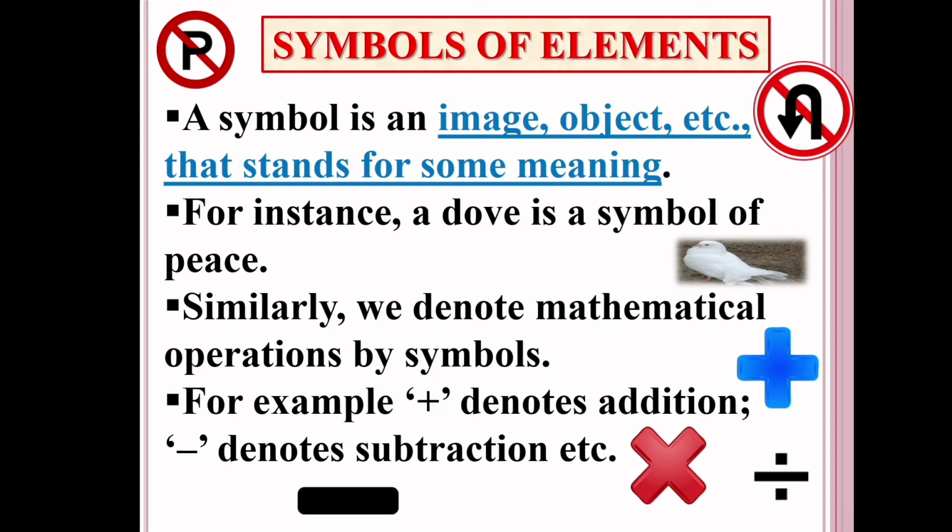What is a symbol? A symbol is the image or object that stands for some meaning. For example, the dove is the symbol of peace. Similarly, we denote mathematical operations by symbols: plus for addition and minus for subtraction, and multiplication and division also have symbols.